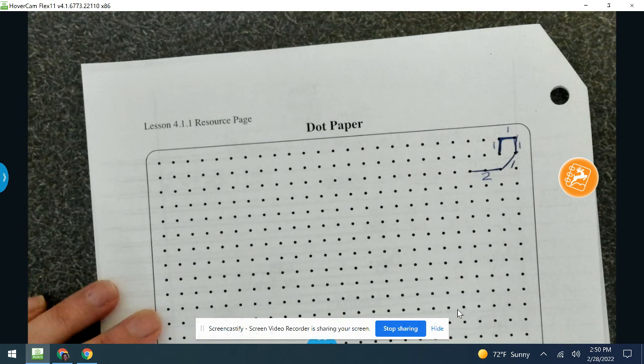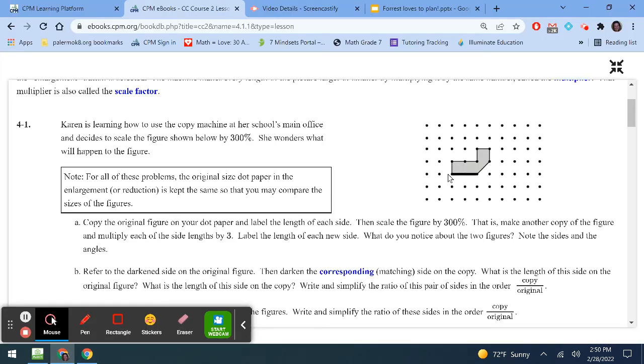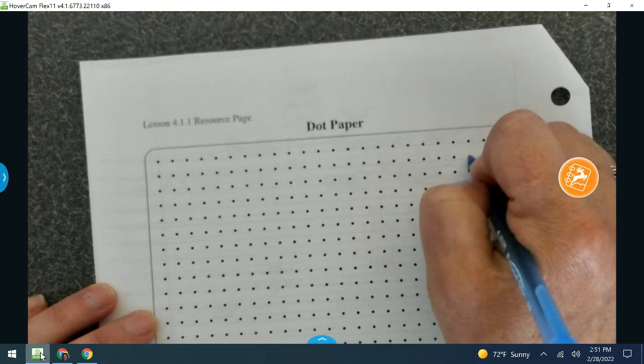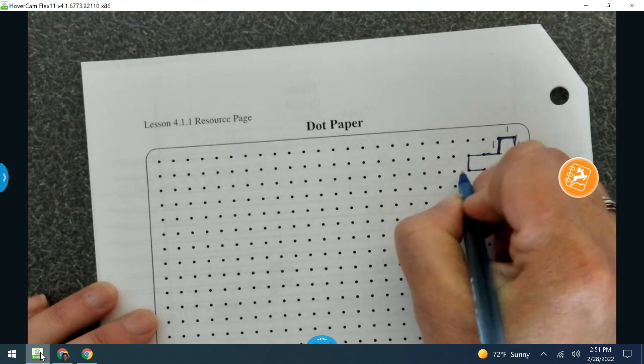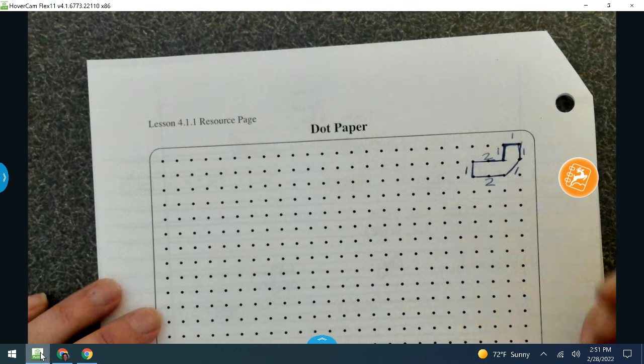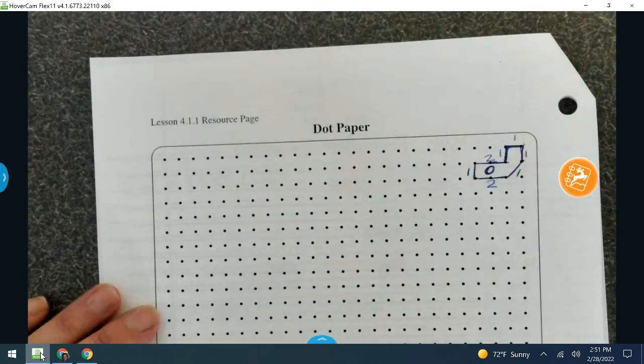I'm going to go back to my original. So I'm going to go up 1 and then over 2. Up 1 and over 2. So I have 1 right here and 2 right there. So that's my original, and I'm going to go ahead and label it with an O for original.